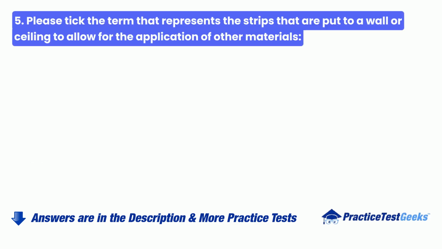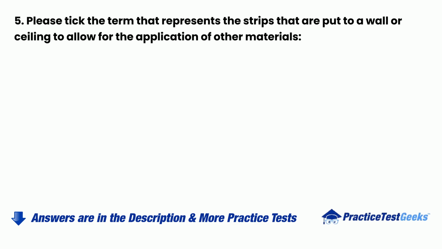Five. Please tick the term that represents the strips that are put to a wall or ceiling to allow for the application of other materials. A. Furring. B. Girders. C. Lattice. D. Shims.